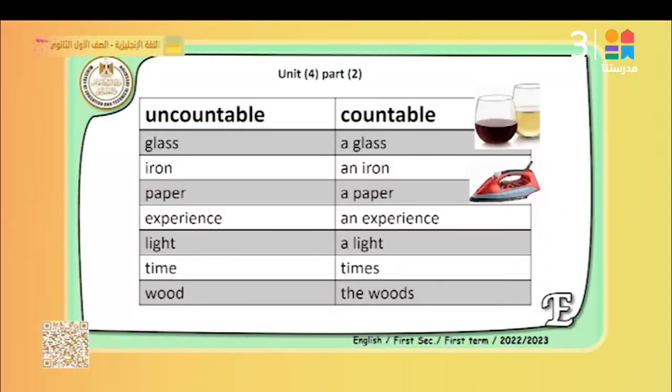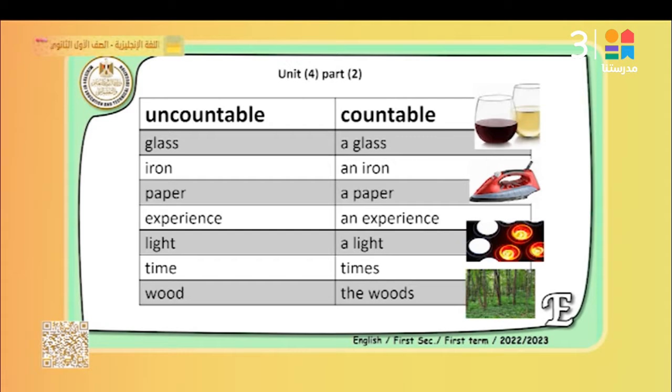Again, the word experience. If we say about our experience at work, we say much experience. But if we say about situations which we have passed during our life, we say an experience or many experiences, and so on. The word light, if we say the light of the sun, it's uncountable. But if we say many lights or a light, it means the lamp itself. It's the device which gives the light. Again, we have the word time. The word time is uncountable. But if I say I go to the cinema many times, here it's countable.